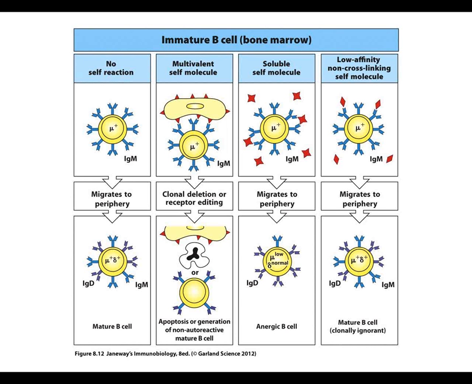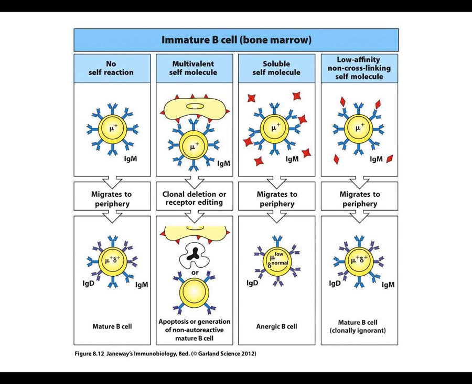If it can be positively selected, so in the case of T cells, they're going to go through positive and negative selection, right? So they have to recognize MHC because they're MHC restricted. If they do, then they're positively selected. They're allowed to live. So it's positive selection, right?